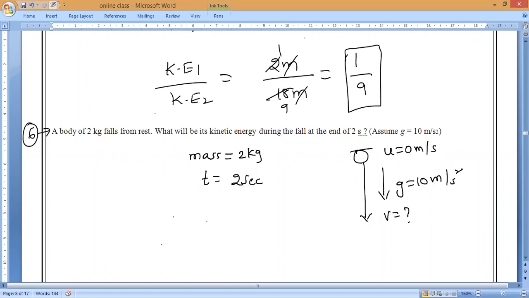Now by using the first equation of motion, v equals u plus at. The initial velocity is 0, so v equals gt, which is 10 into 2. Velocity is equal to 20 meter per second.